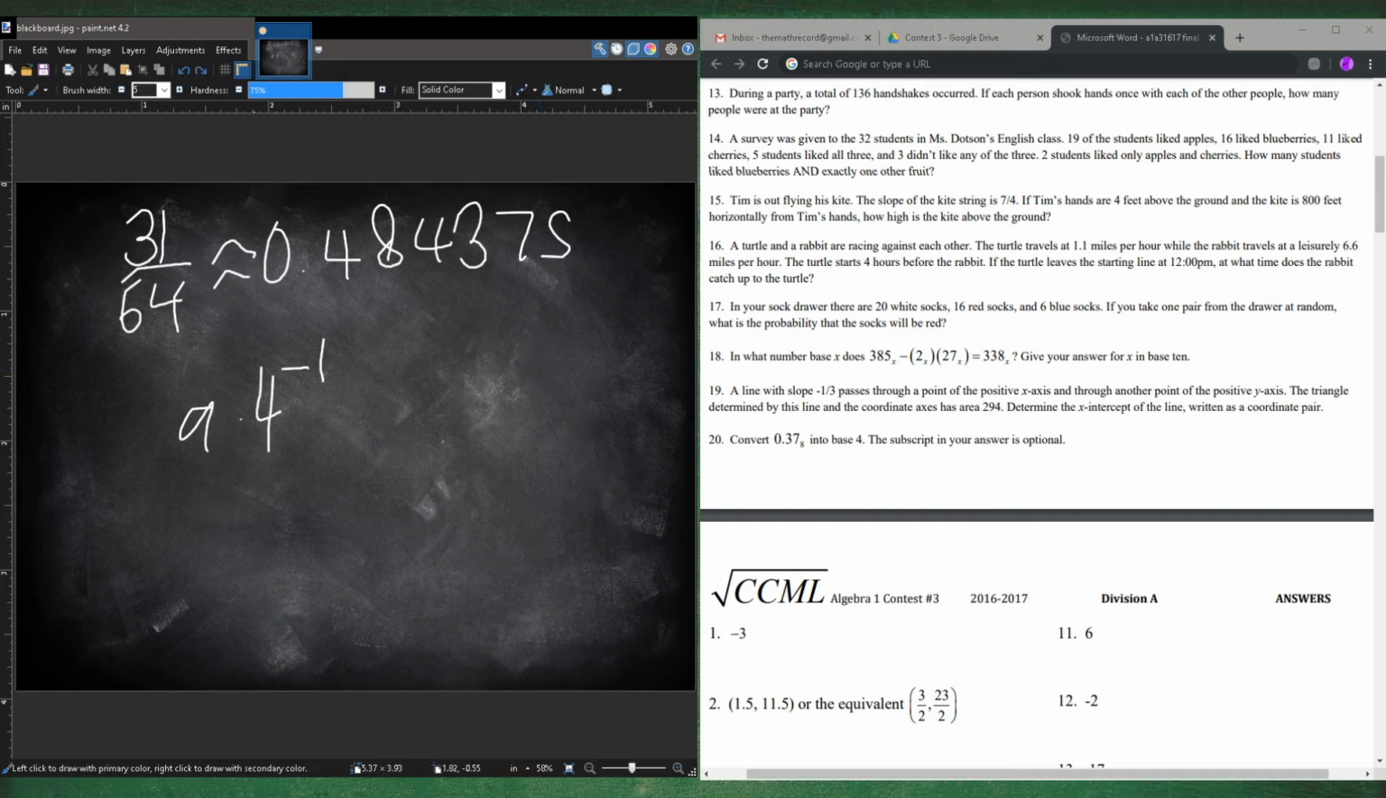4 to the negative 1 is equal to 1/4, which is equal to 0.25. Can I multiply this by 2? No, that would get 0.5, which is bigger than this number, so I can't. So this can only be 1. So the first digit is 1, for the 4 to the negative 1 power. We have 0.25, so we subtract that and take it out.